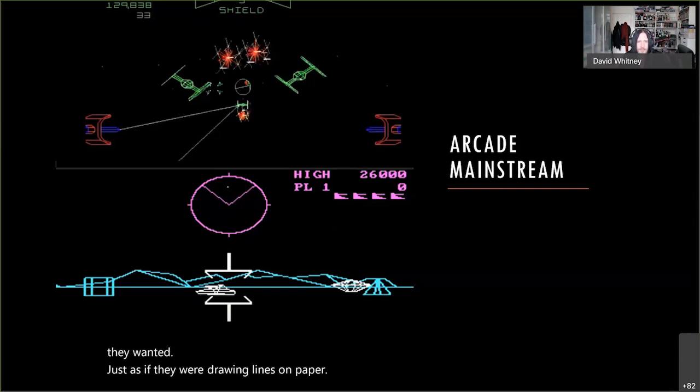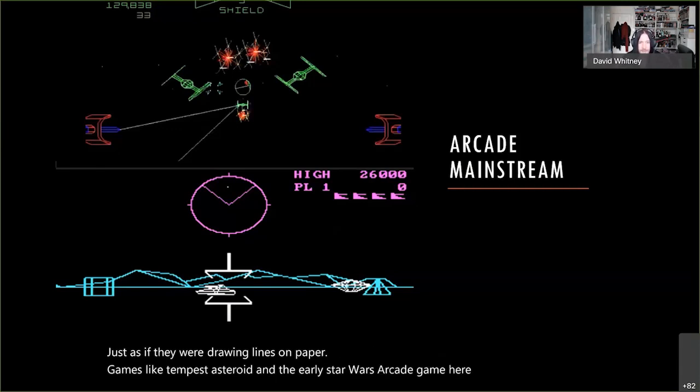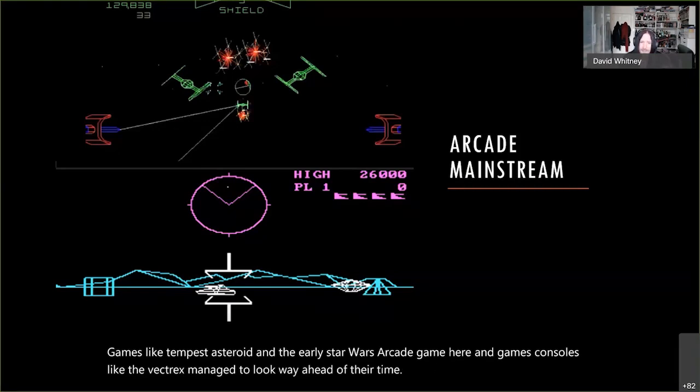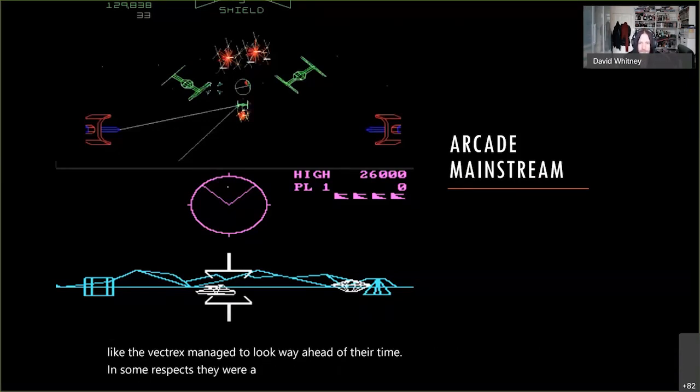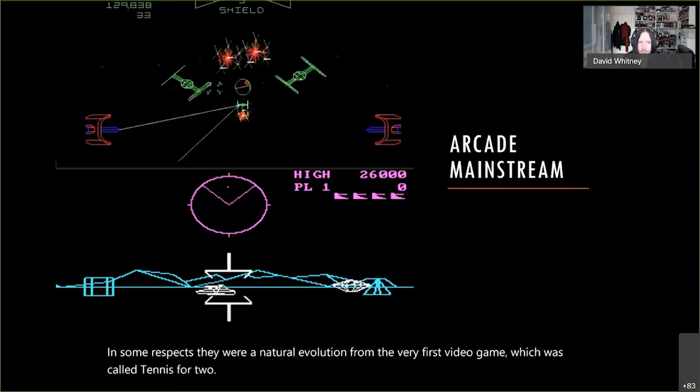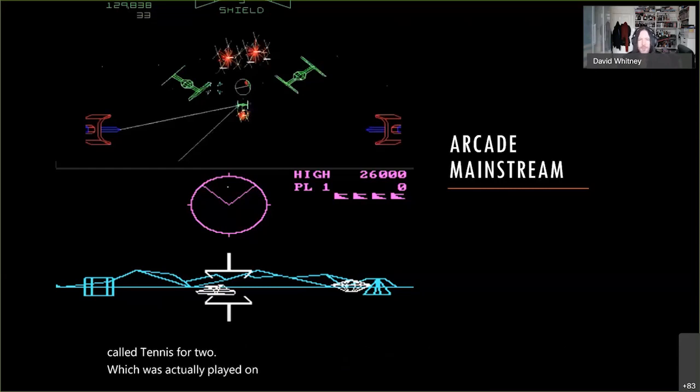Games like Tempest, Asteroids, and the early Star Wars arcade game here, and games consoles like the Vectrex, managed to look way ahead of their time. In some respects, they were a natural evolution from the very first video game, which was called Tennis for Two, which was actually played on an oscilloscope, and it was, I suppose, a proto-Pong game.